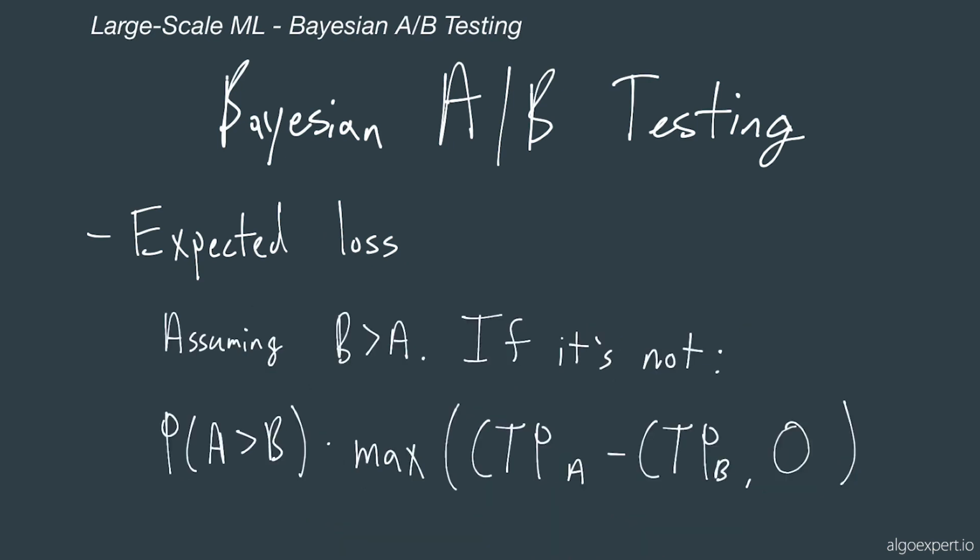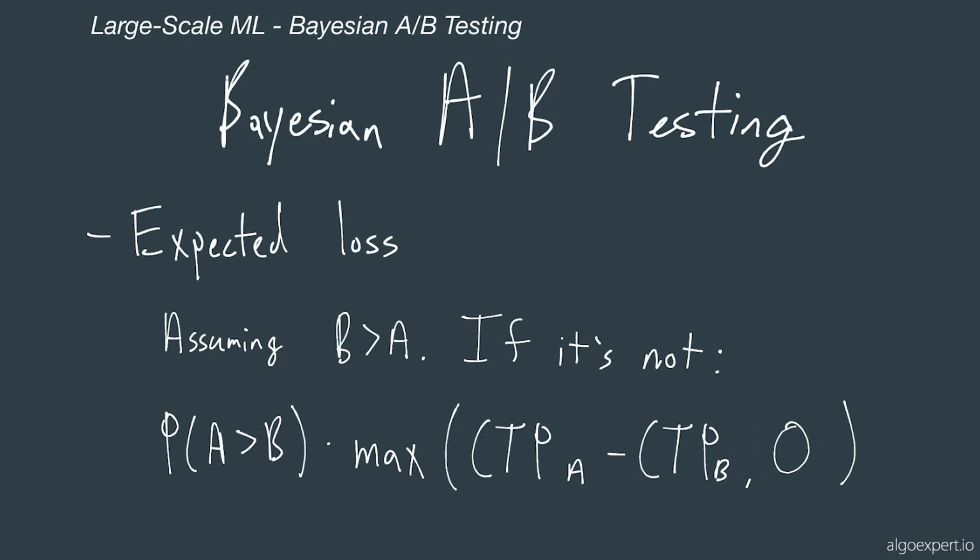As an example, let's assume B is greater than A. If it's really not, when we think it is, then our loss will be equal to the probability that A is greater than B times the differences between A and B. And these are just sampled. So we would have a whole bunch of these, and every single time we would subtract A from B and take the max of that and 0, since we're just concerned with the loss. So if it's actually a gain, we don't want to count it.